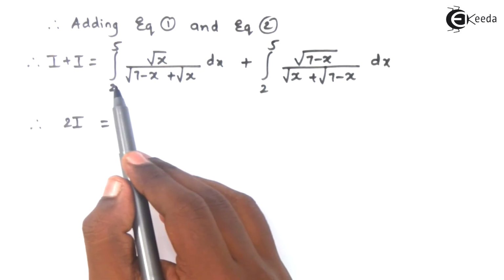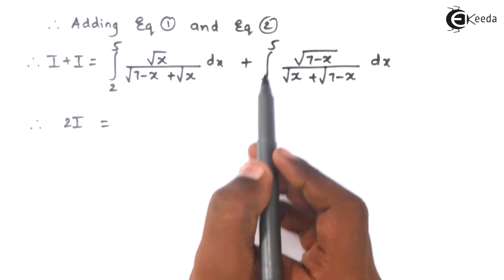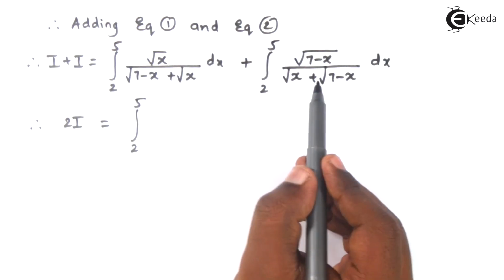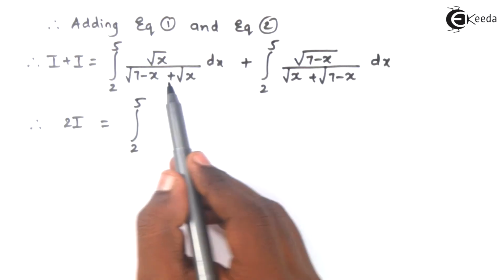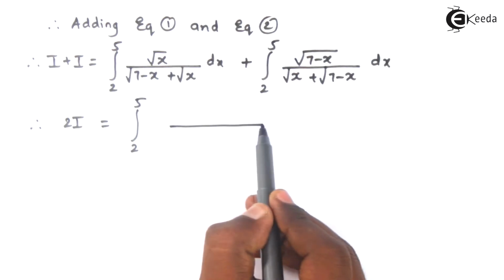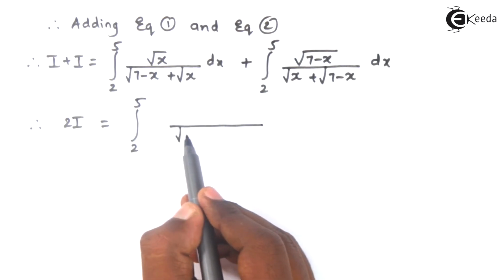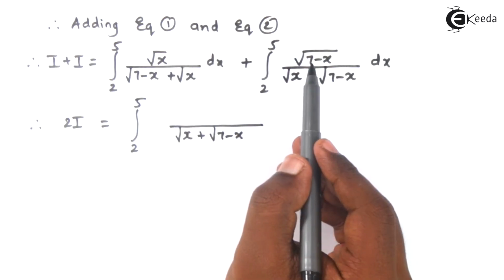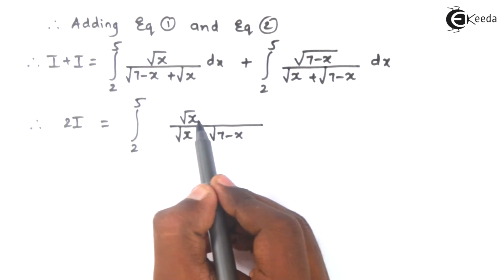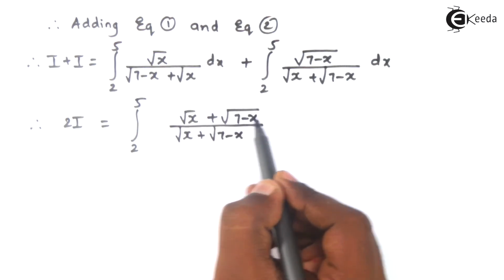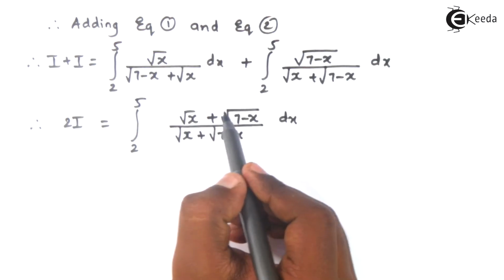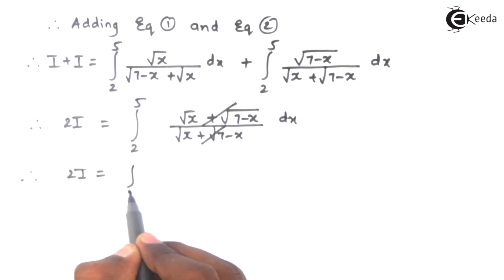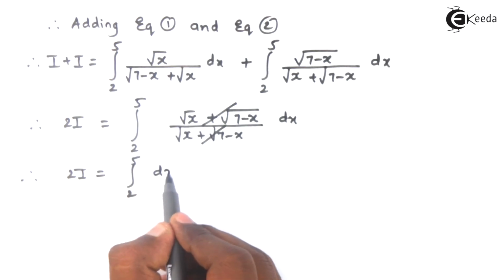is equal to, now in both the integrals you can see they have same limits, therefore we can write it in a single integral. Also both the integrals have same denominator, that is under root 7 minus x plus under root x, therefore that can be also written in a collective way. And in the numerator, which will be added directly, that will give you under root x plus under root 7 minus x dx. Now this part will be cancelled. The remaining part will be 2I is equal to integral 2 to 5 dx.